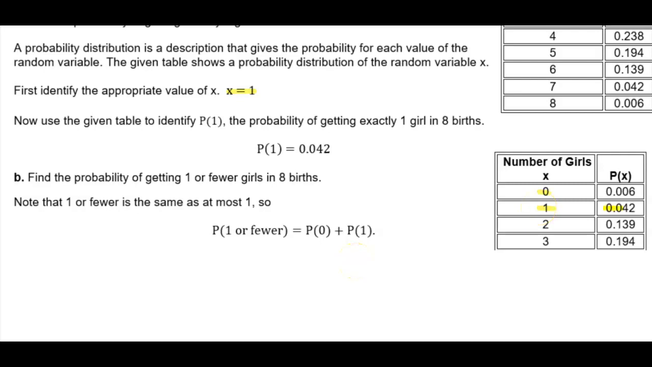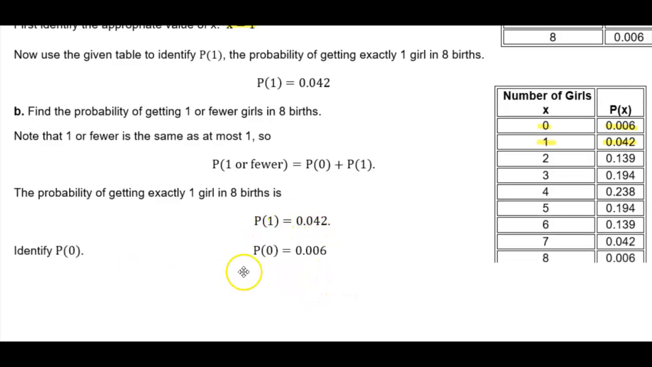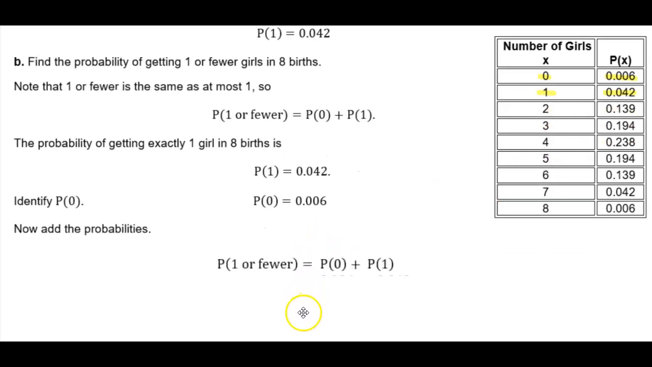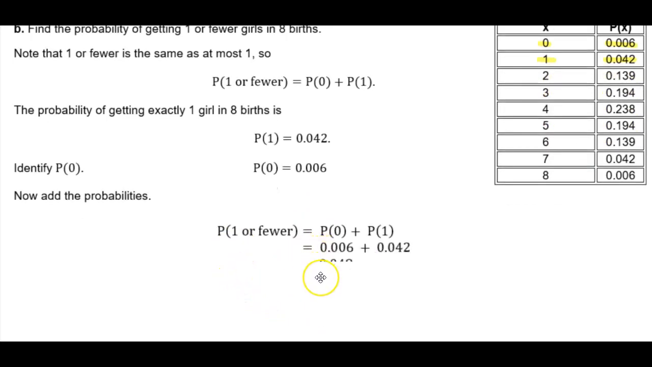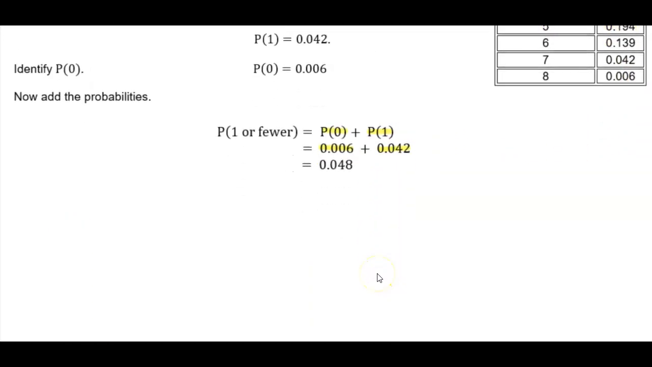And what are the probabilities for those? 0.042 and 0.006. So we know the probability of 1 was 0.042, and we know the probability of 0 is 0.006. Now we're going to add these probabilities. So the probability of 1 or fewer is the probability of 0 plus the probability of 1, which again is 0.006 and 0.042. When we add them together, we get 0.048. Therefore, the probability of getting 1 or fewer girls in 8 births is 0.048.